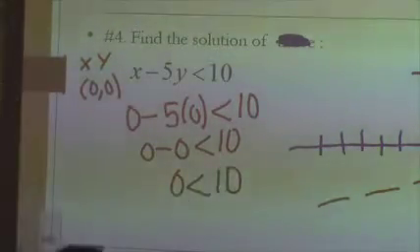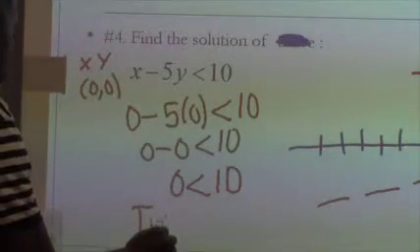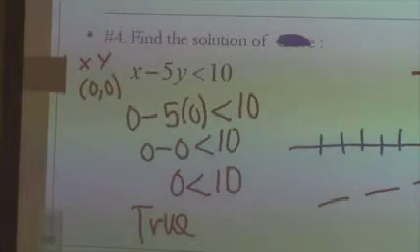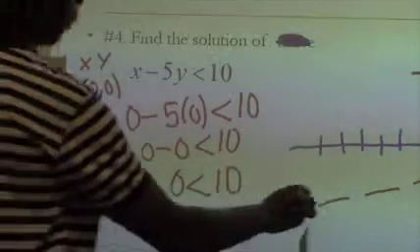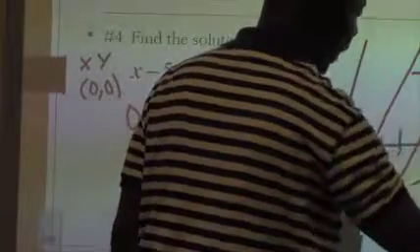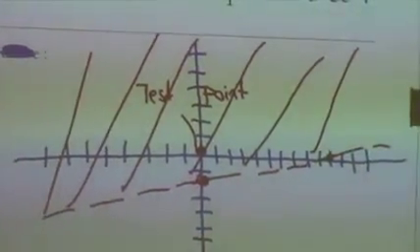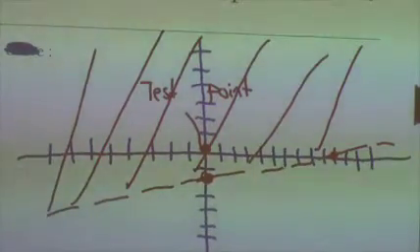Is 0 less than 10? Yes. So this result is true. The side containing that point 0, 0 will include all solutions of this inequality, and that side happens to be above our boundary line. So the inner values in that region would be solutions to our inequality.